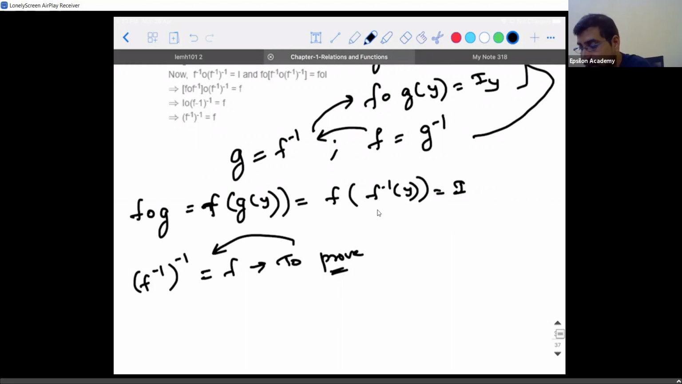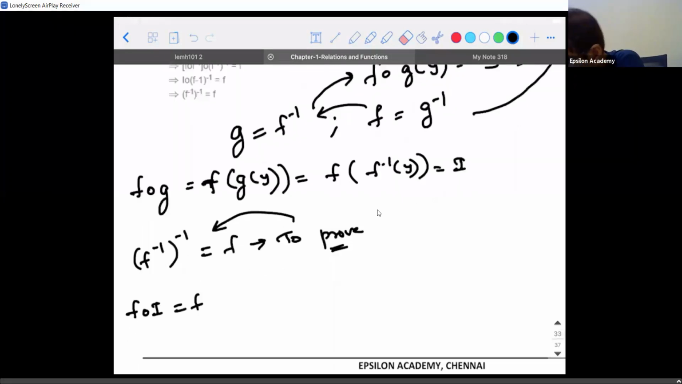For that, what we can consider is, see, you should know this fact. F circle identity function is nothing but F. Why am I saying this? Because when I say identity function, what comes to your mind? It can either be I of y or I of x. Right? So F inverse of I is nothing but F only. Okay? So consider, listen.